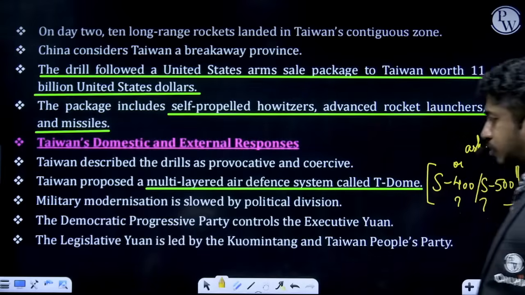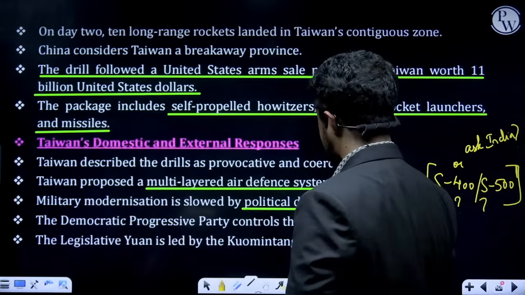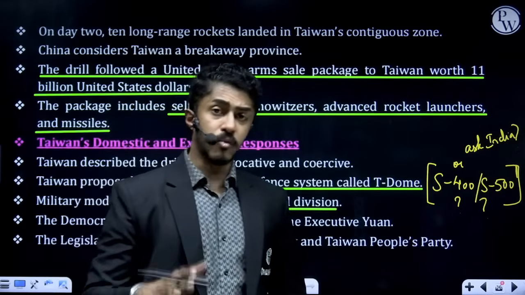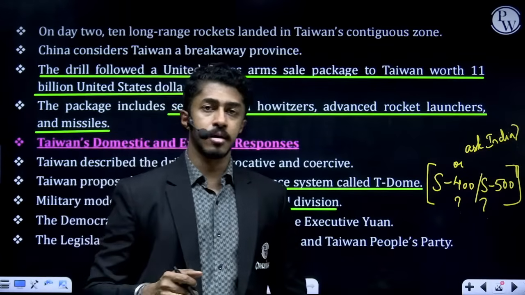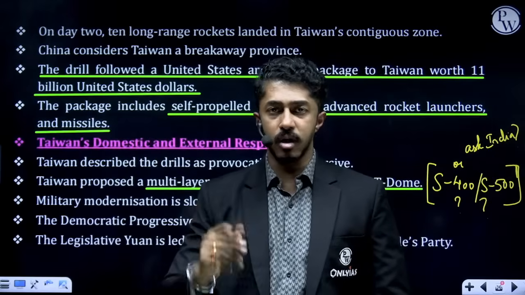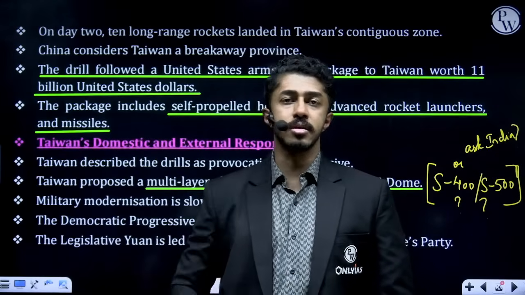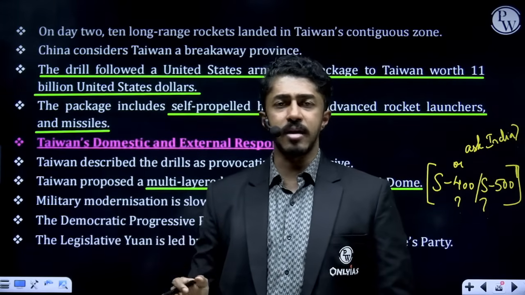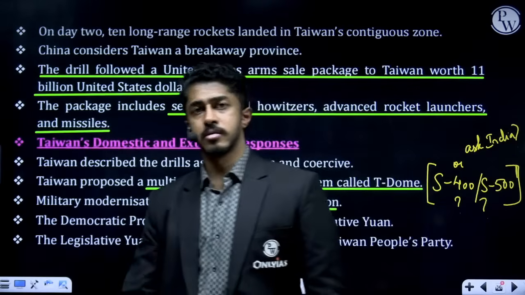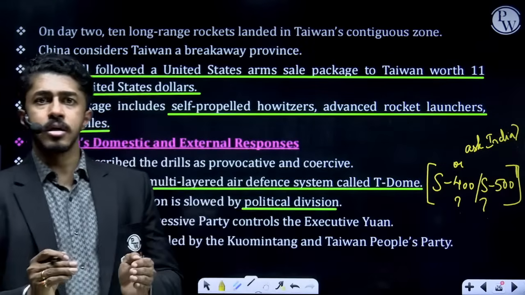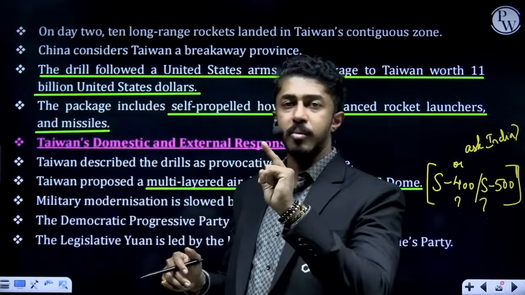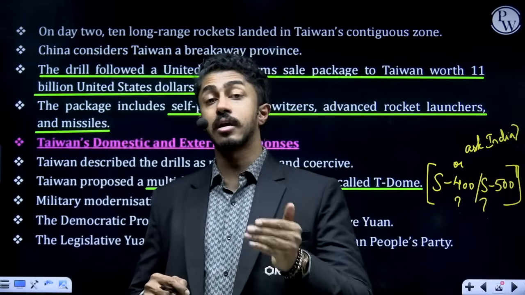Military modernization is slowed by political division. So inside Taiwan, as usual, one set of politicians are telling, why should we modernize it? There are voices again in support of China. See, another country will be able to take you externally only when inside support is there. If everybody inside the family decides, I am not going to allow anybody from outside to step inside, it's game over. You could be a very small family. You could be very small in number. But if everybody is pumped and united, nobody can touch you. But that is not the case again here.